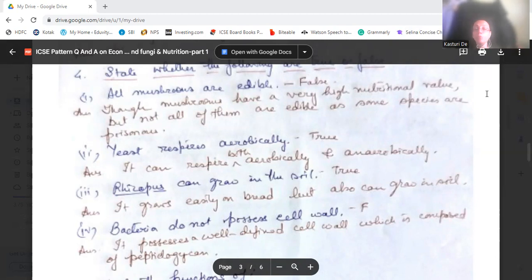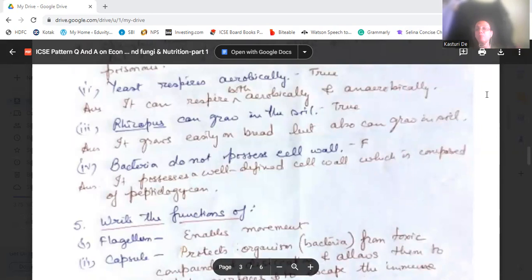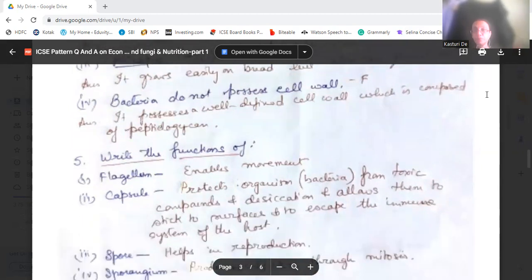Then bacteria do not possess a cell wall. It's false because bacteria have a well-defined cell wall, which is composed of peptidoglycan. Now we have to write the functions of flagellum. It enables locomotion. By movement of the flagellum, bacteria can move from one place to another. It's generally found in bacteria and single-celled organisms. Some of the bacteria have this flagellum, and it helps in the locomotion of the organism.